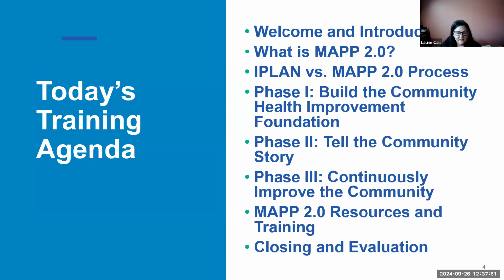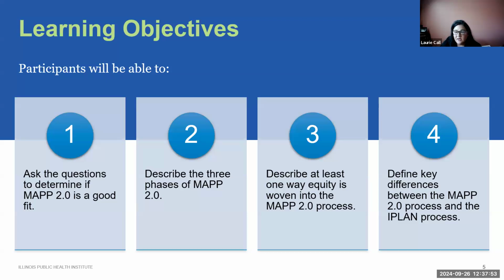Okay. Next, learning objectives. We hope that by the end of this, you'll be able to use a few questions to say, is MAP right for us right now? Maybe it's not today, maybe it will be in the future. There are a few questions that we'll just leave you with for that tool that you can use back with your health department and team. We hope that you'll be able to describe briefly the three phases of MAP. It used to be, I think, 6 or 7, and now it's down to 3.